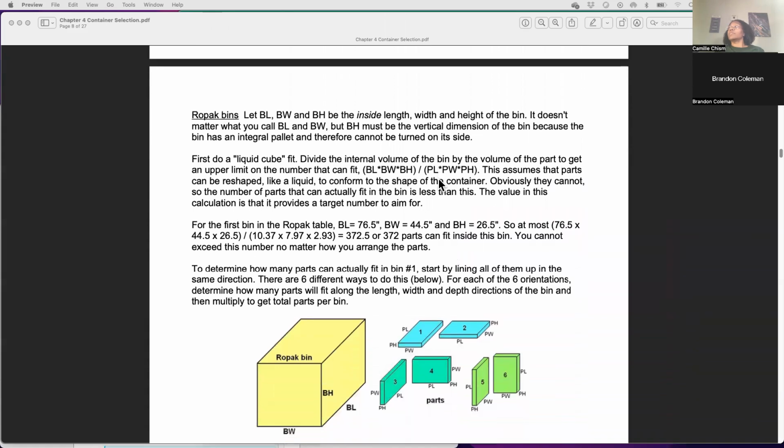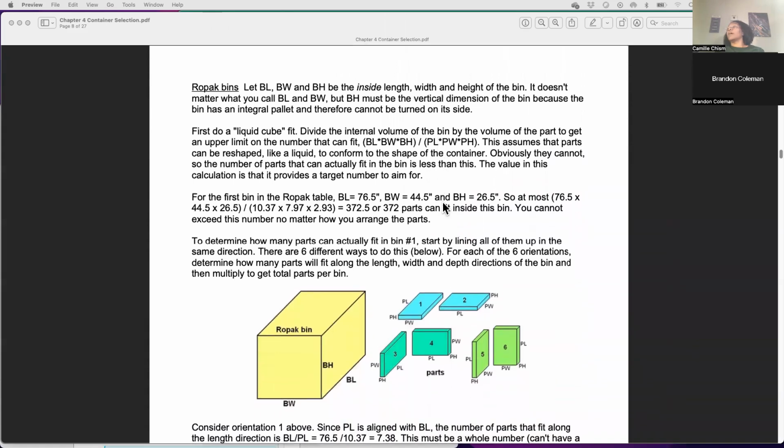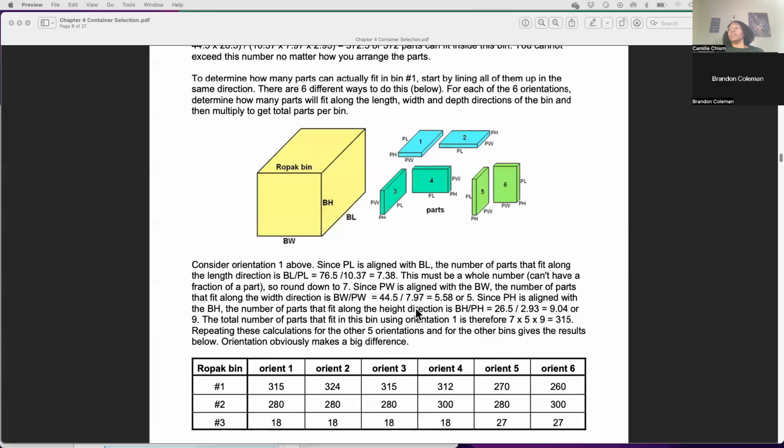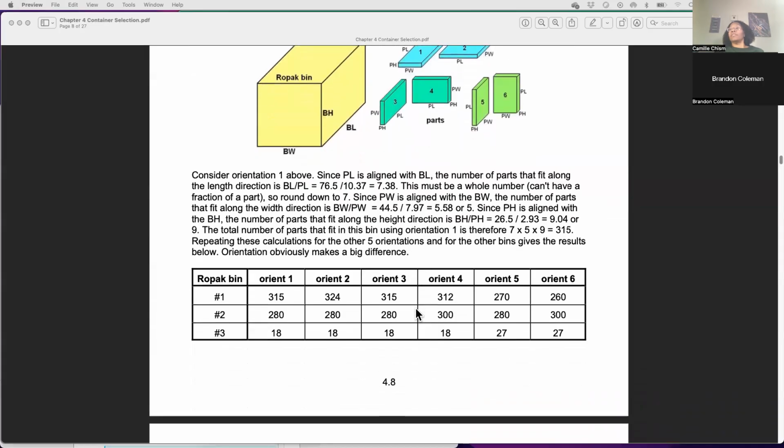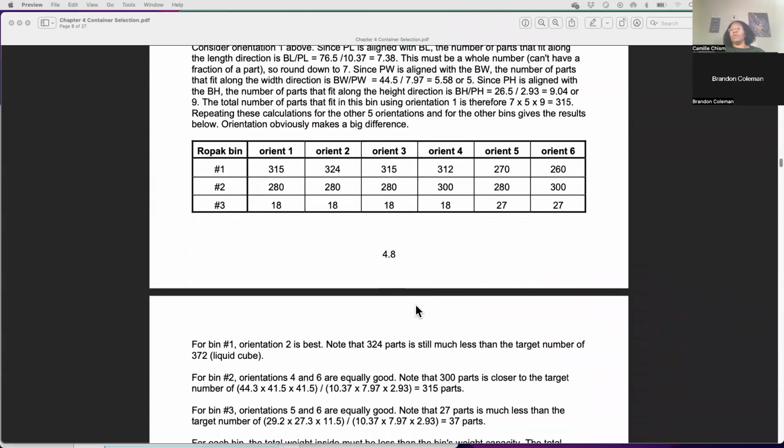Okay, we'll go through this tomorrow. What we're going to talk about tomorrow is coming up with the cube size and then coming up with the different orientations to say, how can we fit the most in here? I will tell you that this is a really good exercise to do.